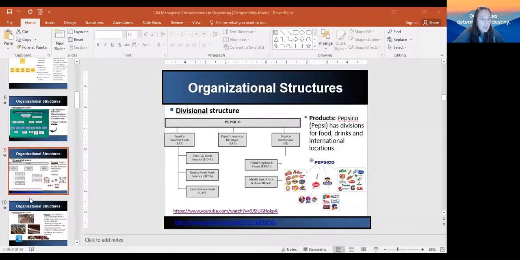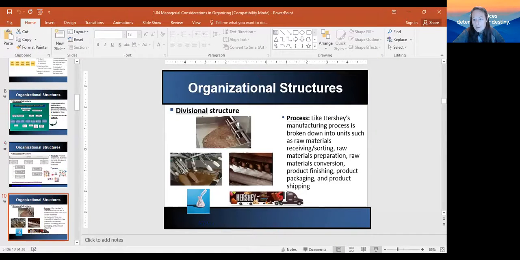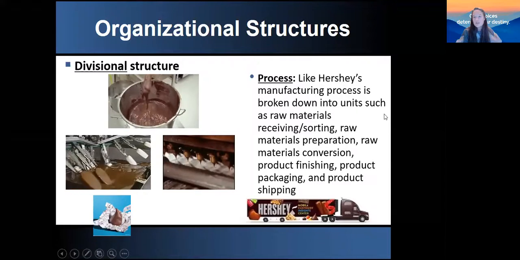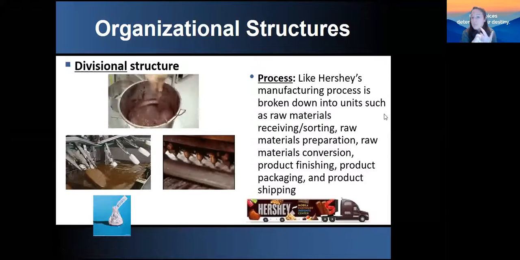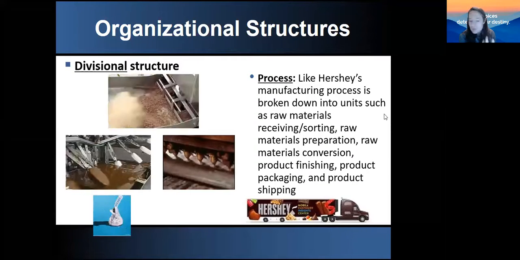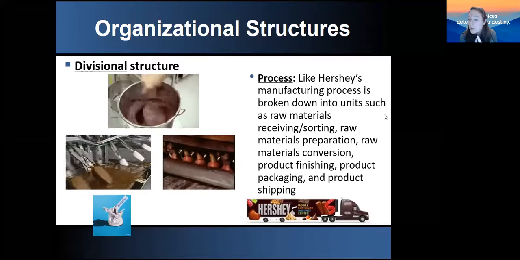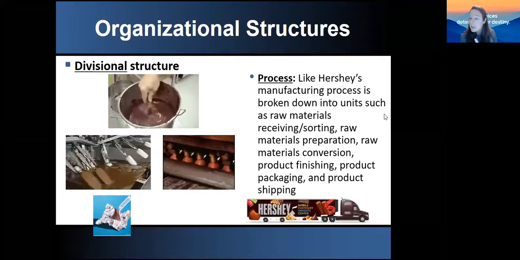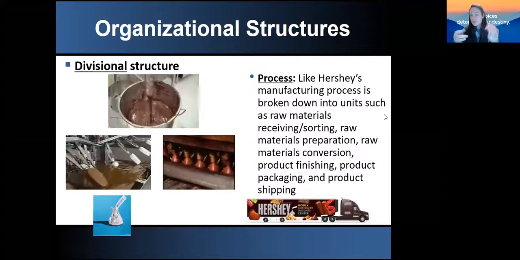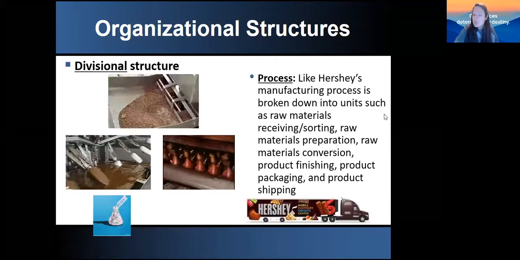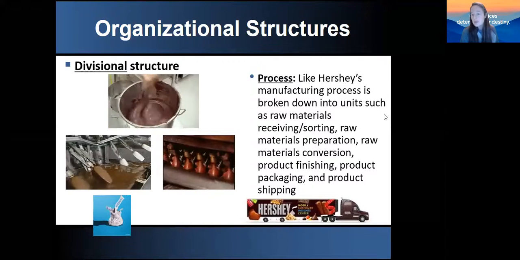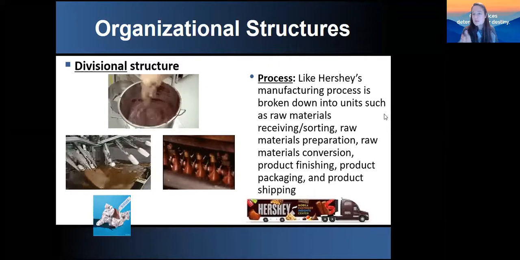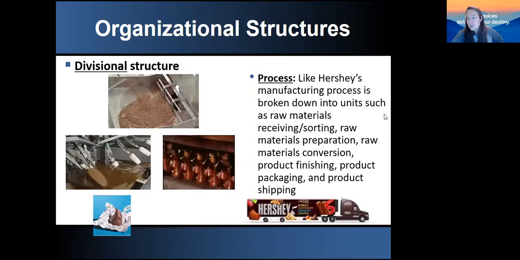Also, divisional structures can be divided by process, like Hershey's. So you've got different locations that raise the raw materials, like the cattle for the milk. They have to import maybe beet sugar or sugar cane and turn it into sugar. The cacao beans, where cocoa comes from. So you've got all those raw materials that are growing somewhere, being raised somewhere, and then they're being shipped and then processed at a different location. So these are huge companies that are multinational as well, but they may have different locations for different processes to make their finished product.